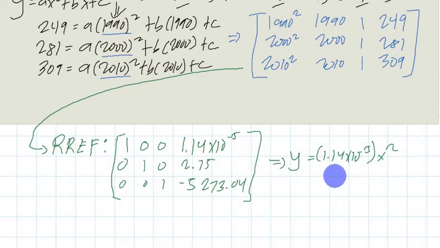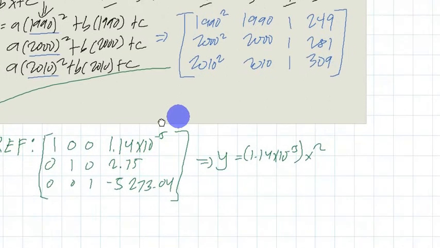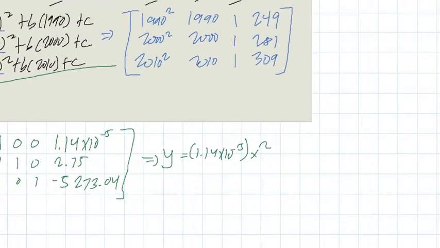I'll write it down below here. Let's adjust our board. There you go. Plus 2.75x minus 5,273.04. This is the quadratic model that fits our data points of 1990, 2000, and 2010.